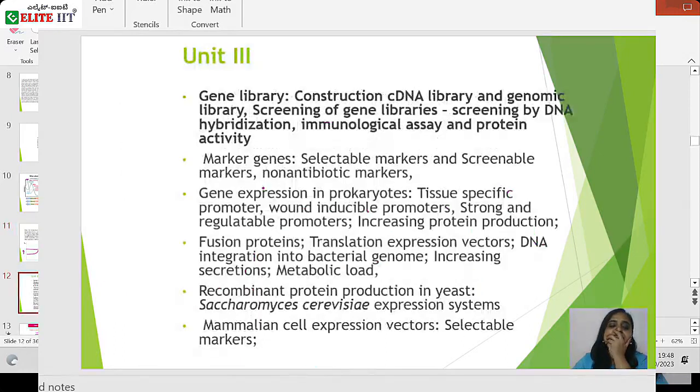So nothing else. Now going to the main thing, that is the gene library. From the name you can understand that a lot of things are collected there. Now gene library means construction of cDNA library and genomic library. What are the things present here? You don't have to understand this thing.